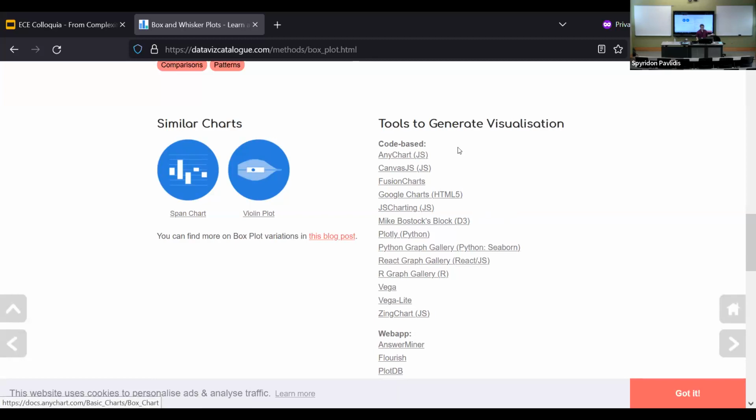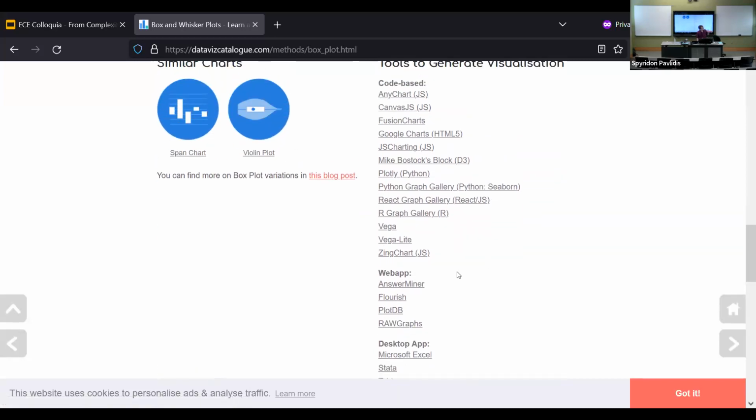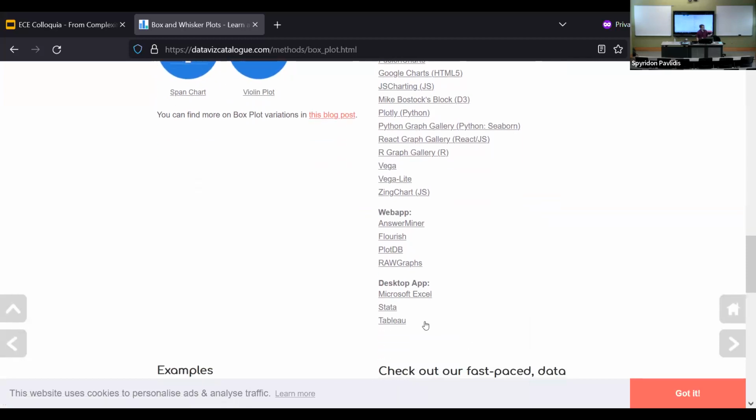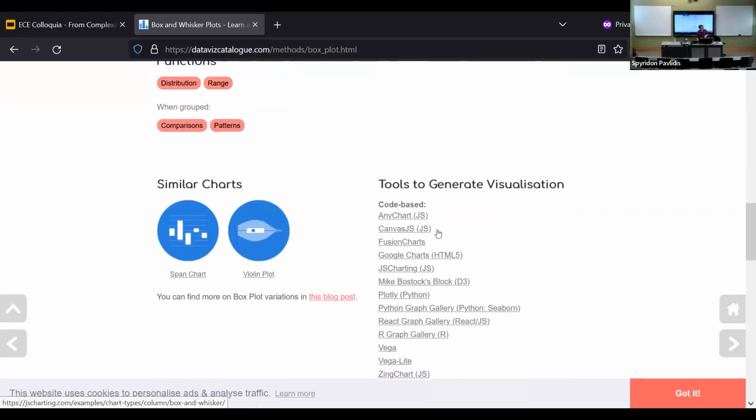So some are code-based. If you're more familiar with programming, they'll be a little bit easier to get started, maybe. Some of them are web apps where you don't need to download anything. Some of them are desktop apps. Some of them are free, or some of them are not free. Like Tableau is very much not free, although I think they do have a free version. There's a lot of tools, and this will link out to those resources of how to learn those specific tools too.